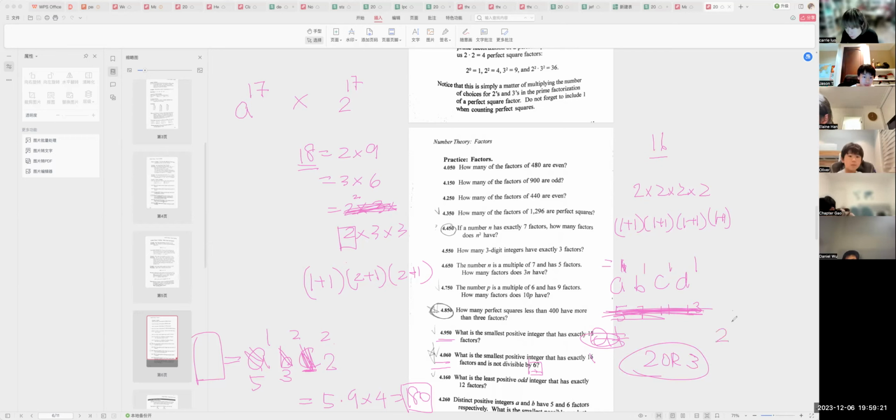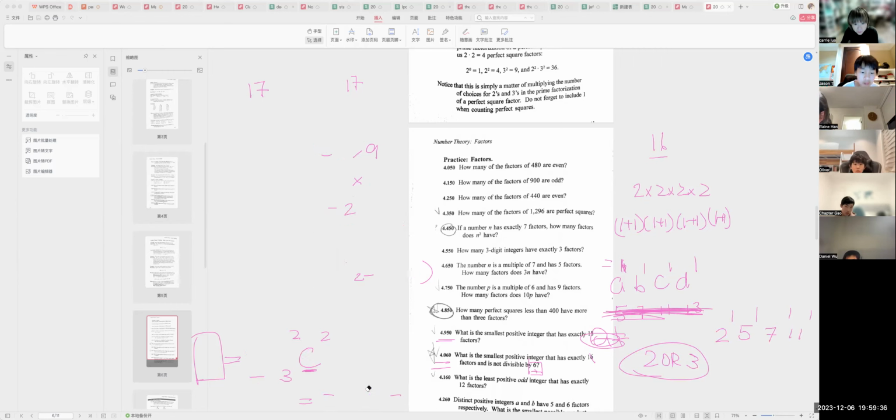Okay, so it's 2 to the power 1, and 5 to the power 1, and 7 to the power 1, and 11 to the power 1. But is it possible the smallest answer? Maybe. Let's just take a look at this one, okay? Because 16 is a weird number. Let's take a look at this one.